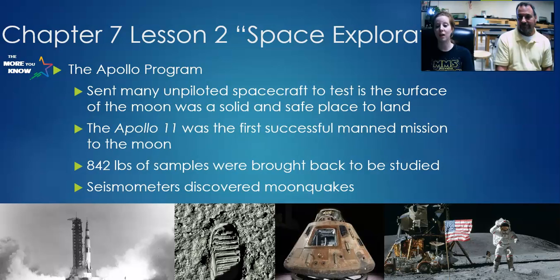And they went crazy once they got to the moon. They took back 842 pounds of samples. We took back more samples of moon rocks than actual humans that we sent to the moon. And we even discovered through seismometers that there are moonquakes. So not only are there earthquakes, but there are moonquakes and tremors on the moon, which also slightly terrified them because we really hadn't detected that up until then.